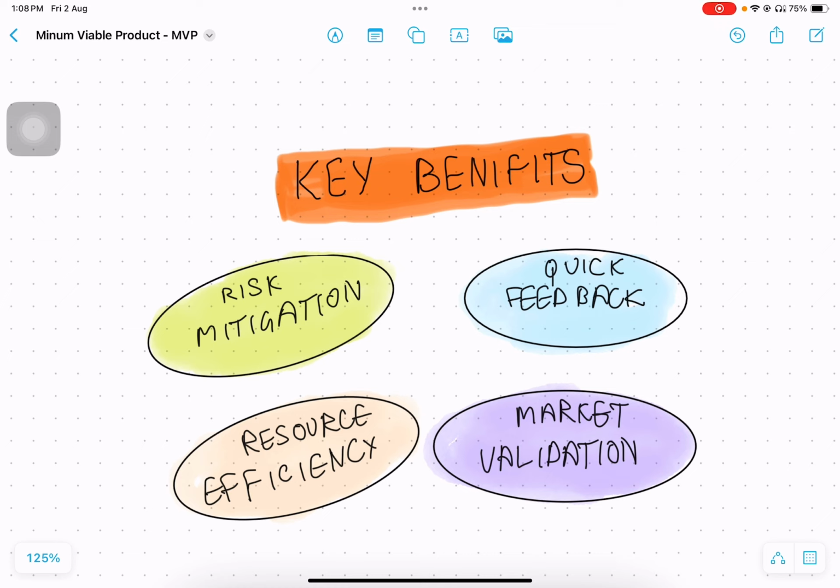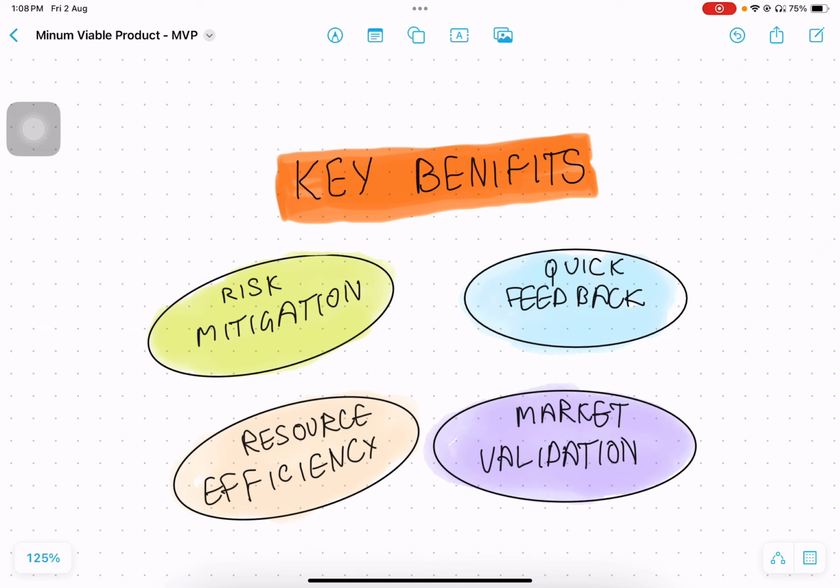Quick feedback loop. An MVP allows you to get real world feedback from actual users early in the development process. This feedback is invaluable for making informed decisions. Resource efficiency. It's all about doing more with less. You can conserve resources, be it time, money, or human effort. Last but not the least, market validation. An MVP helps you validate whether there's a market demand for your product. If users engage and show interest, you know you're onto something.